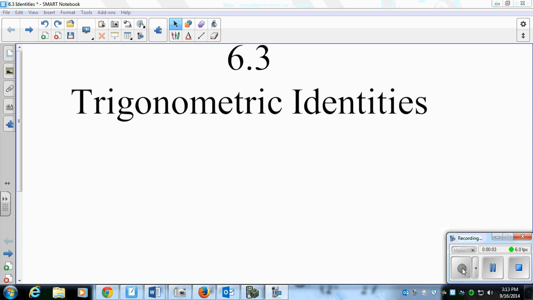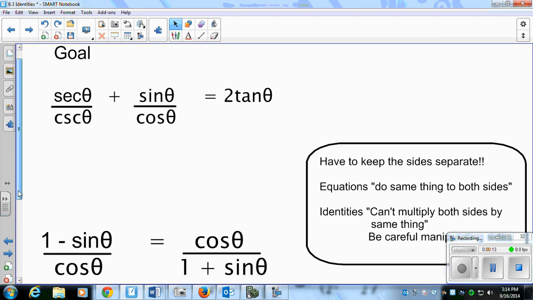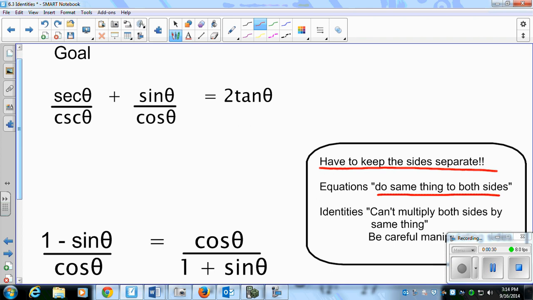All right, trig class, welcome to 6.3, Trigonometric Identities. So our big thing with identities is that we are trying to show that two different expressions can be equal. When you're doing that, a couple things to remember. You got to keep the sides separate. In other words, we're not solving the equation out. We're not going to be doing something to both sides.